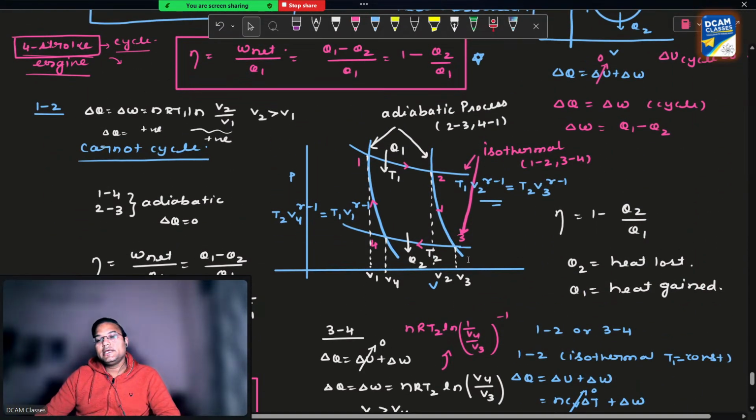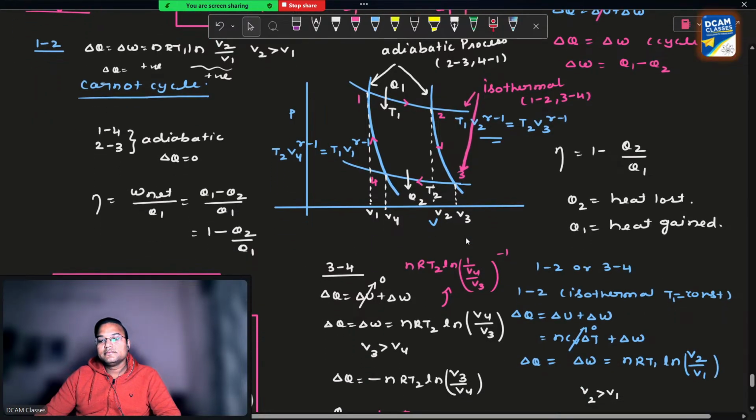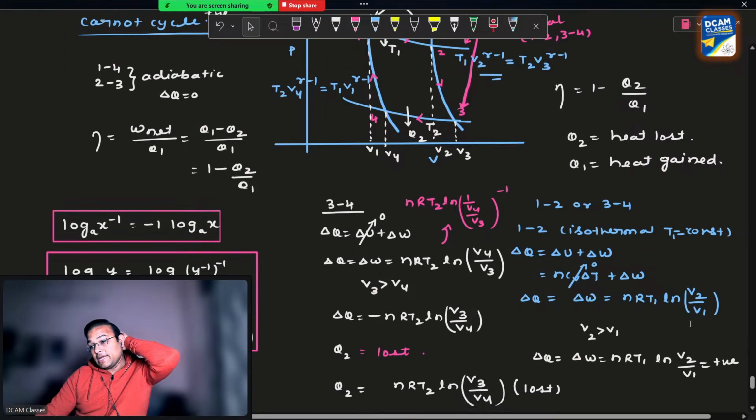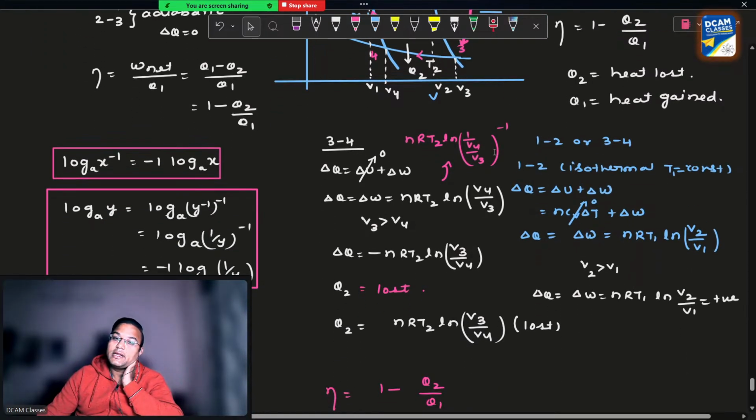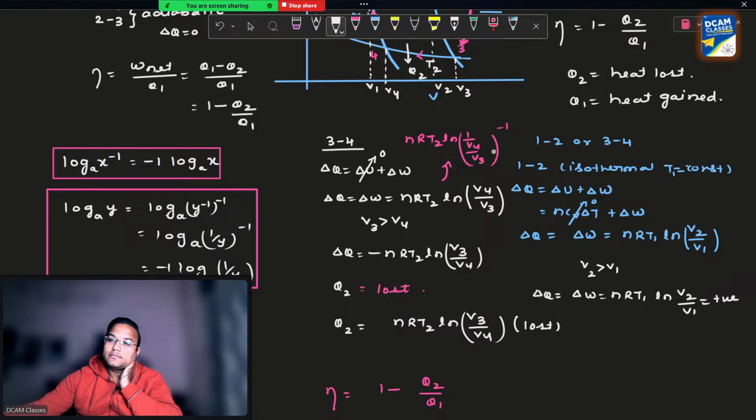Yes. In the same way, if you go for 3 to 4, from the 3 to 4 process you will apply that formula: nRT2 log V4 by V3. But V4 is actually less than V3. Correct? So the log value you will be getting is negative, and so delta Q is negative. Here I have done the calculation. See here. That's what I was thinking. I have shown.